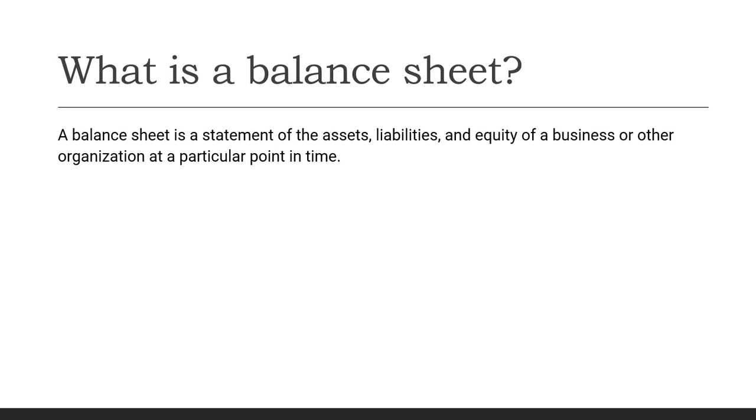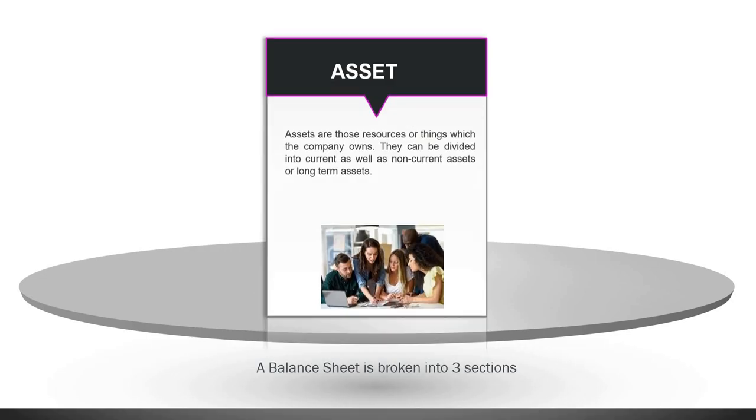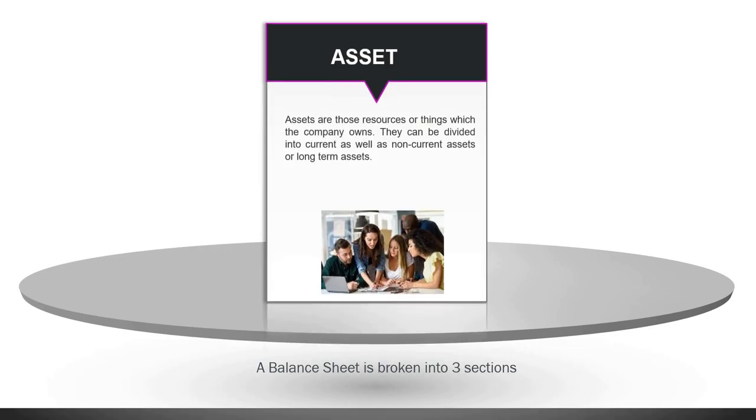It's very important for a company to prepare a balance sheet in order to know the position of that company. We are breaking the balance sheet into three main sections. The first is assets. Assets are those resources or things which the company owns. Whatever you have in your hand is known as an asset. They can be divided into current and non-current, long-term or short-term assets, based on the period and usage of that asset.